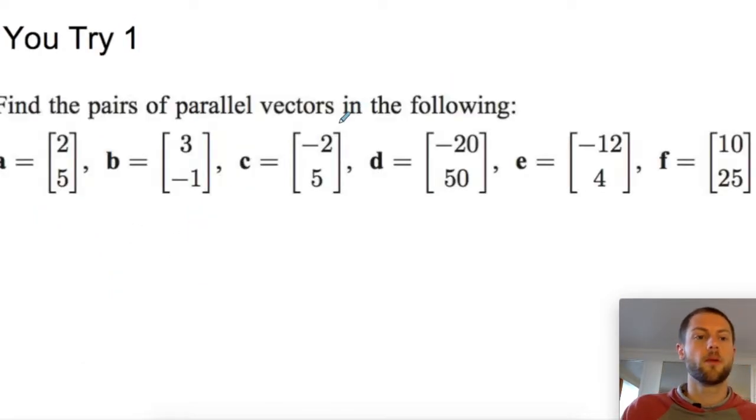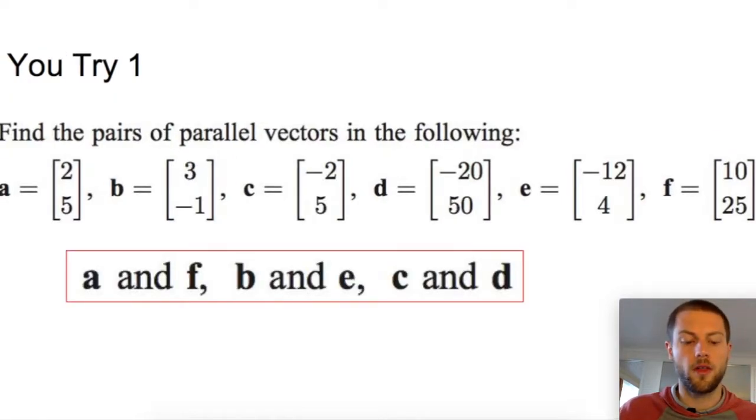So why don't you try this example? Here's a whole bunch of parallel or maybe parallel vectors, and I want you to determine which of them are parallel by seeing if there are scalar multiples between any of these two. So find pairs of these. Pause the video and resume when you're ready to check out the answer.